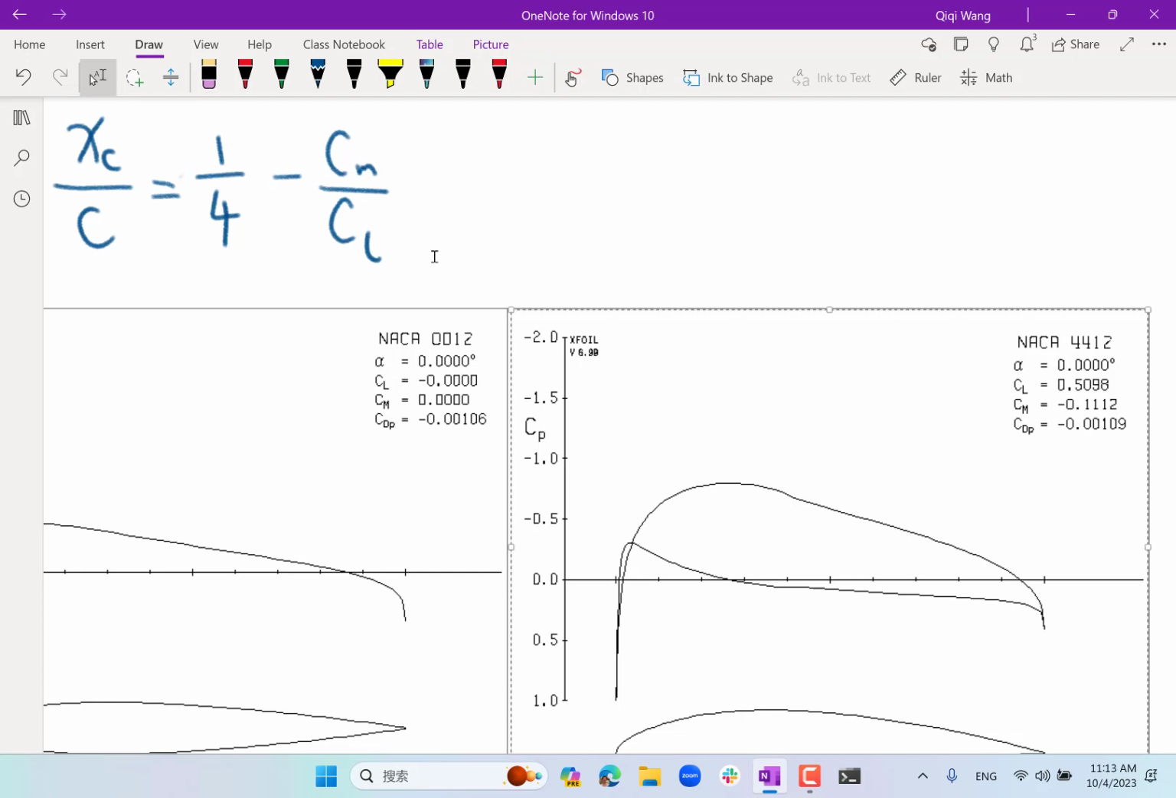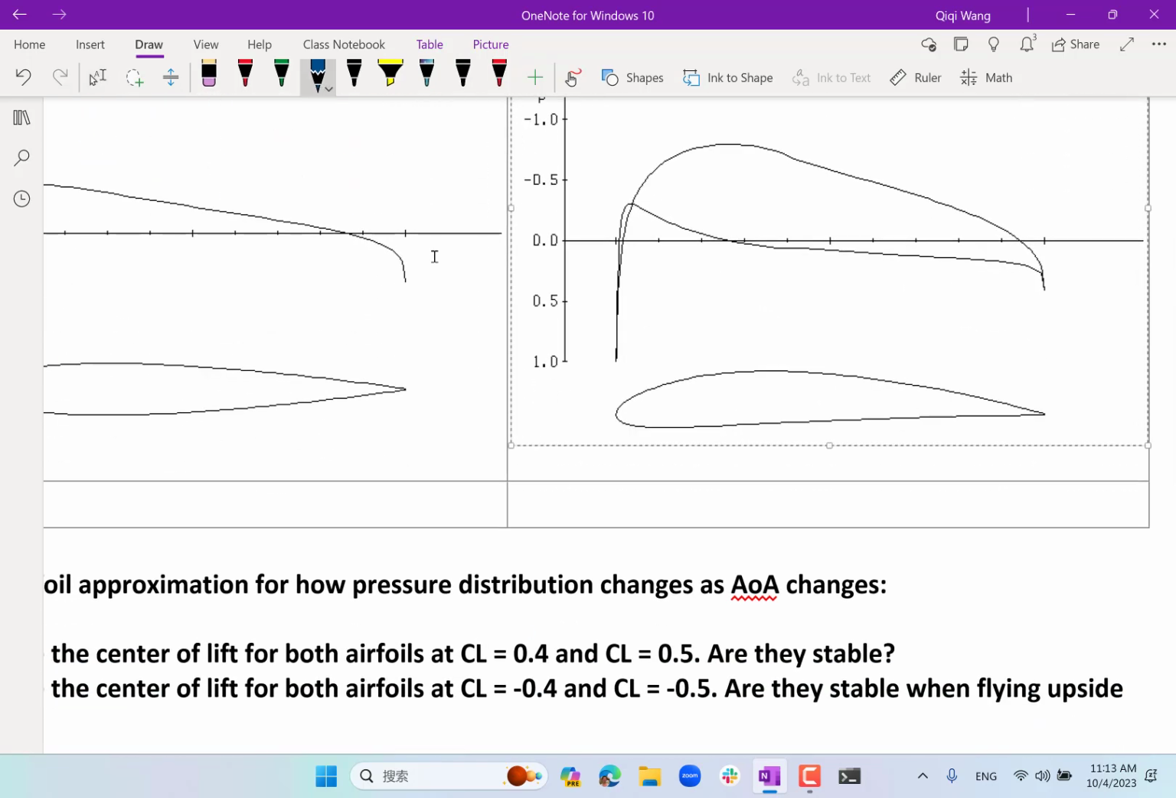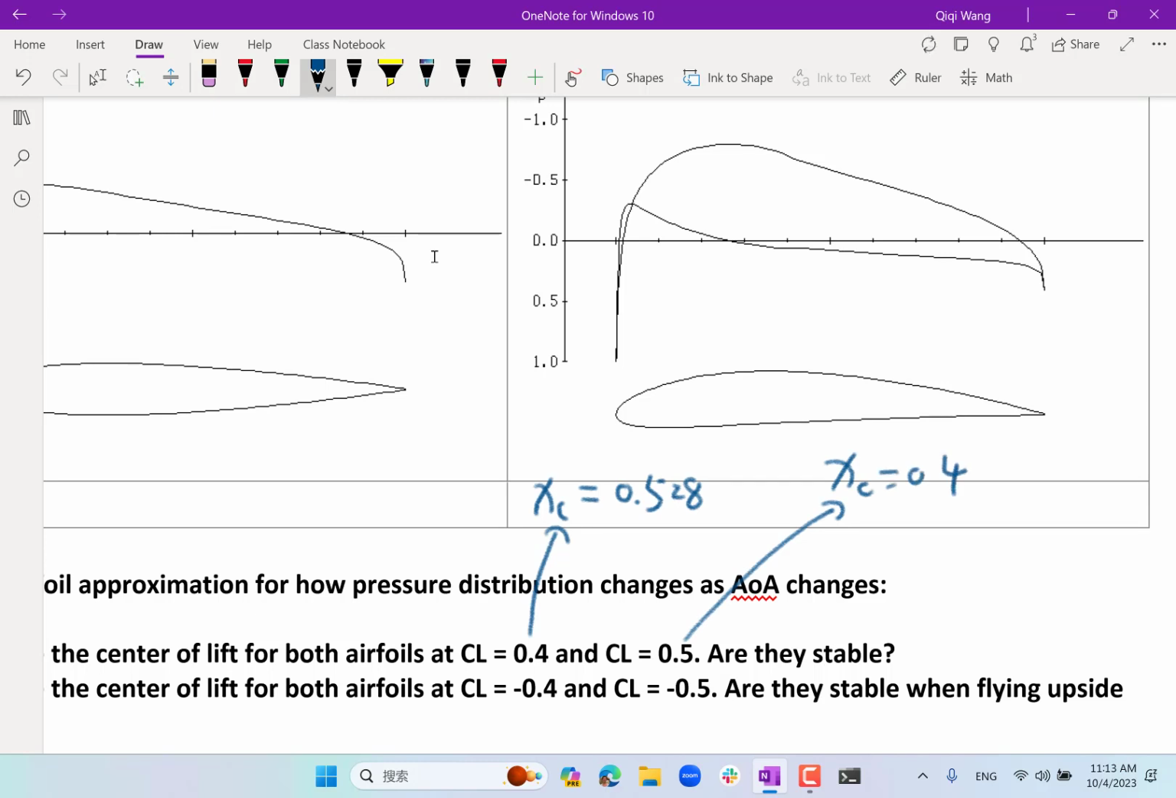All right. Good. So what you get is that for CL equal to 0.4, you get XC equal to 0.528, and for CL equal to 0.5, you get XC equal to 0.422. As I increase my angle of attack, didn't we just solve for XC over C? Yes, we should always multiply by C on that. That's right. Thanks.